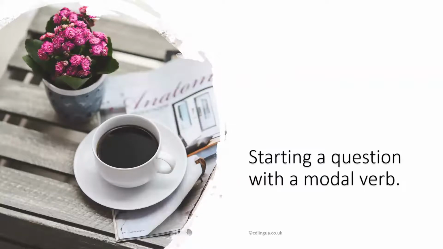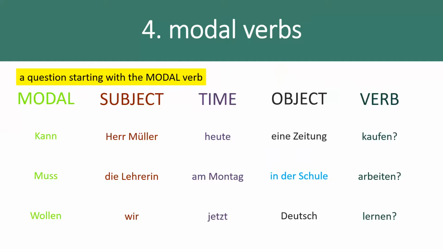Okay. Now, starting a question. So obviously, starting questions, we can either start a question with a question word, or with the modal verb. So in this case, I say, kann Herr Müller heute eine Zeitung kaufen? So can Mr. Müller today newspaper buy? I mean, that's really hard to say that way. So I would really want to say, can Mr. Müller buy a newspaper today? So kann Herr Müller heute eine Zeitung kaufen? Muss die Lehrerin am Montag in der Schule arbeiten? Does the teacher have to work in school on Monday? Oder wollen wir jetzt Deutsch lernen? Do we want to learn German now? Want we now German learn? Das Lernen muss ans Ende. Yeah?